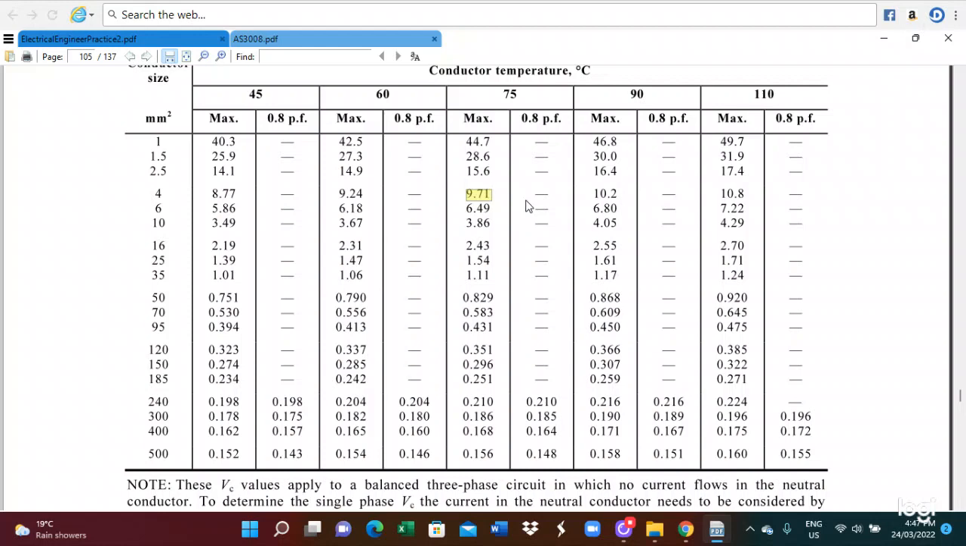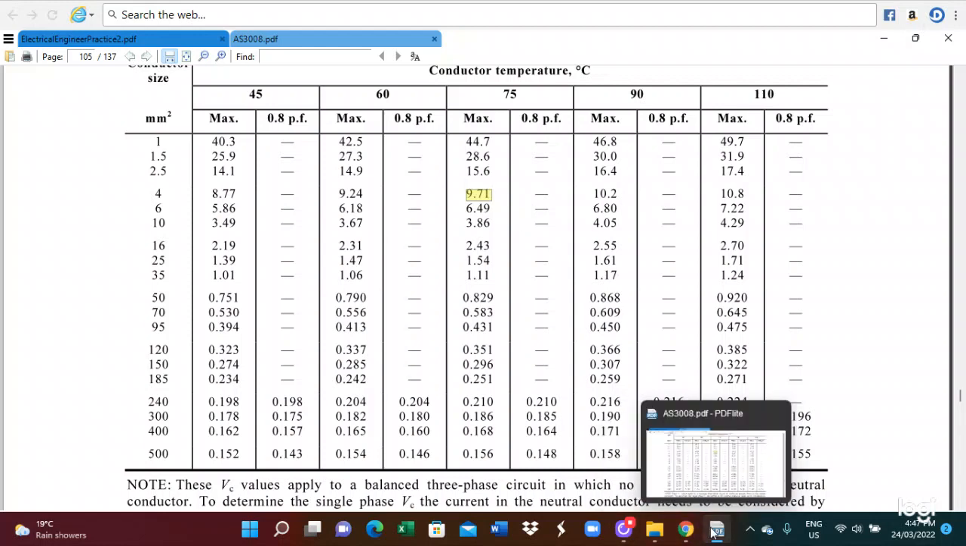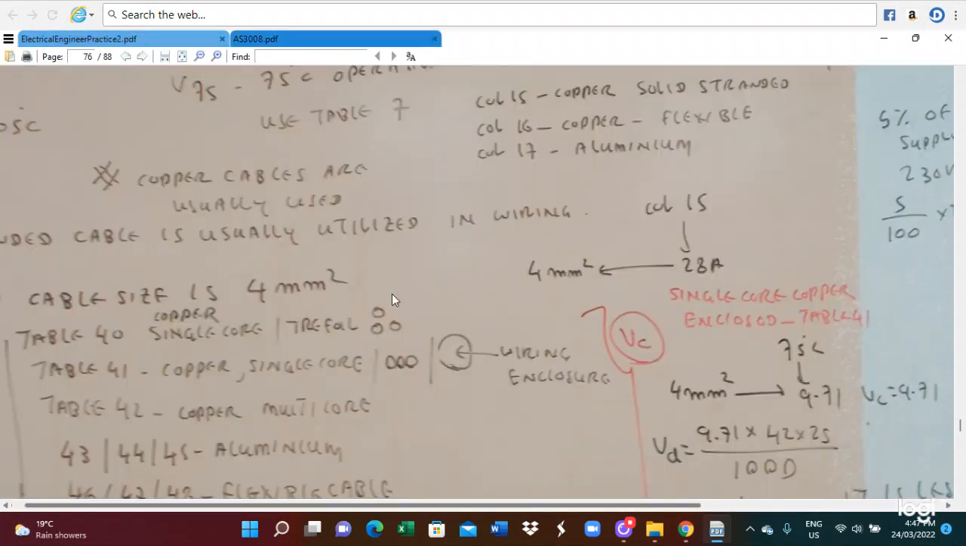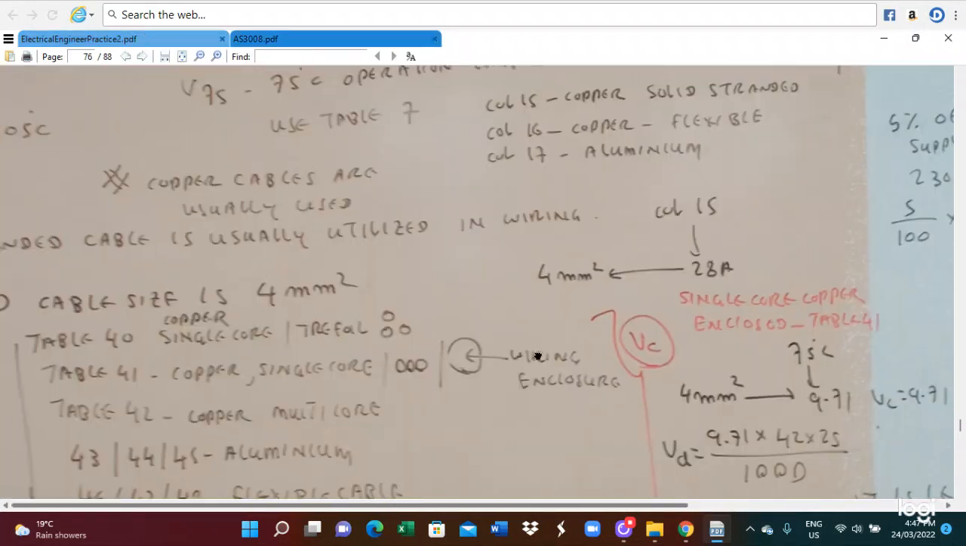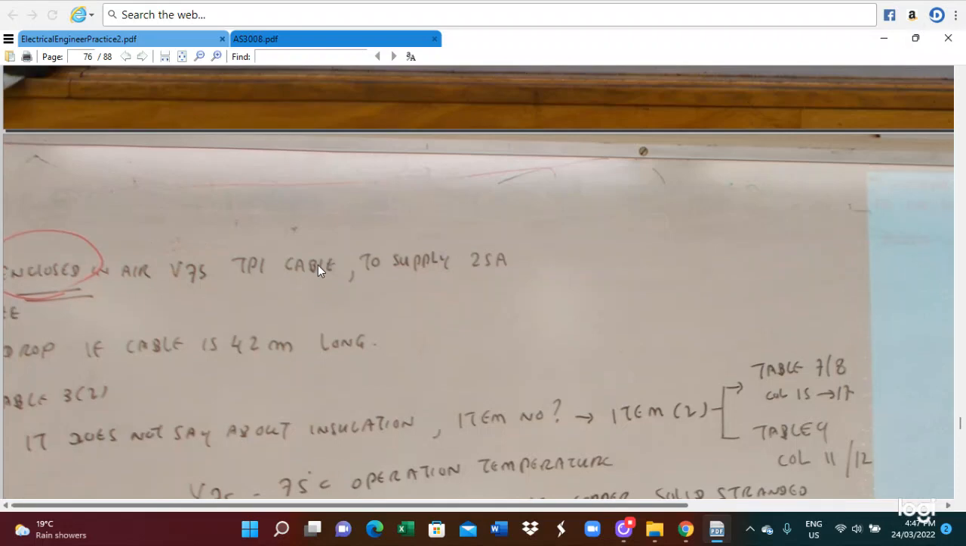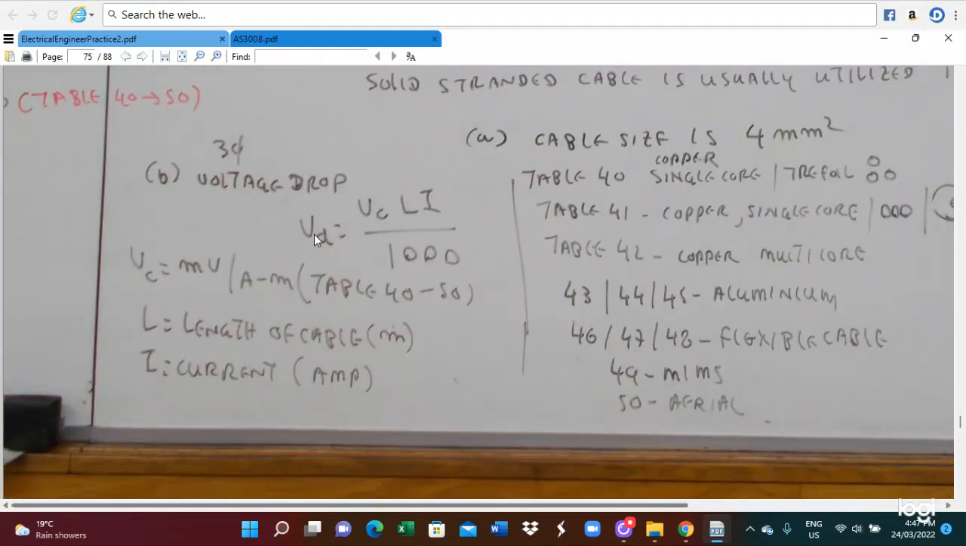mV/A/m value. The value has to be utilized in this formula. This equation has to utilize this formula here. Voltage drop is mV/A/m times L times I divided by 1000. So this value you have to utilize in millivolt per ampere per meter. We have to refer to Tables 4D0 to 4D5. And L is the length of the cable, I is the current.